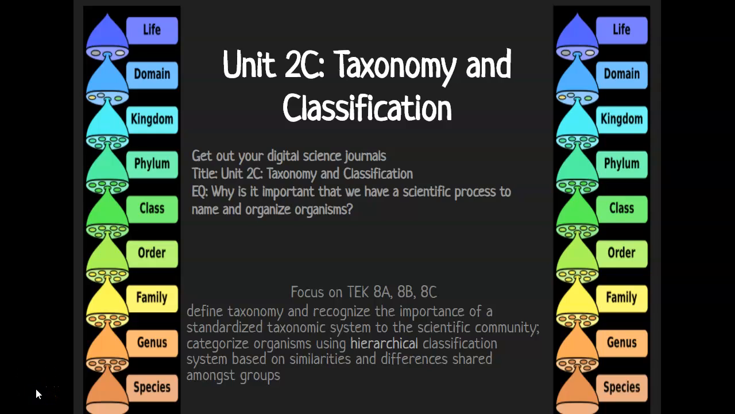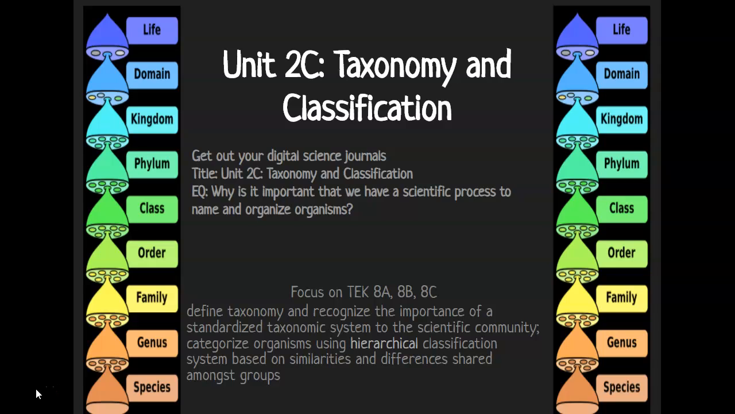Guys, so notes today are going to be over Unit 2C, Taxonomy and Classification. So we've talked about natural selection and how evolution occurs, but now we're going to talk about how we organize all of those organisms that we have found. So at this time, go ahead and pause the video.